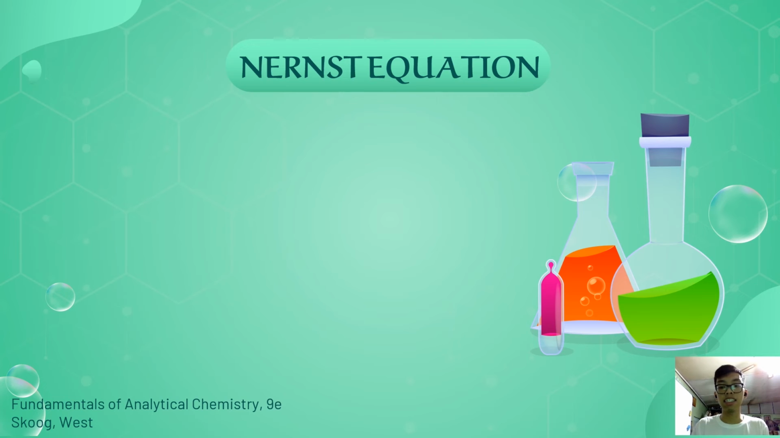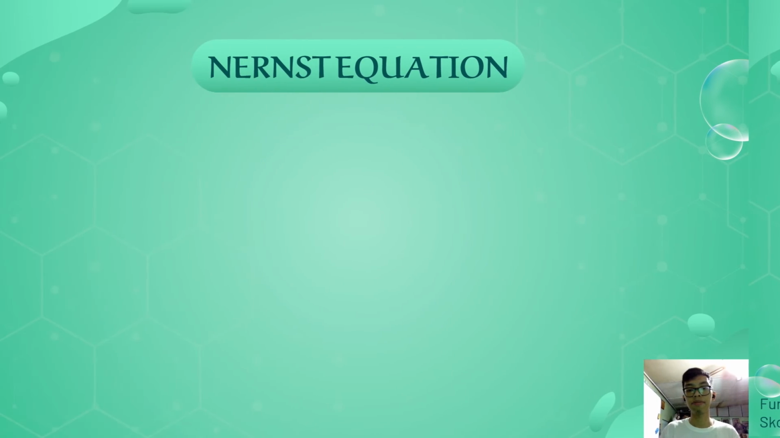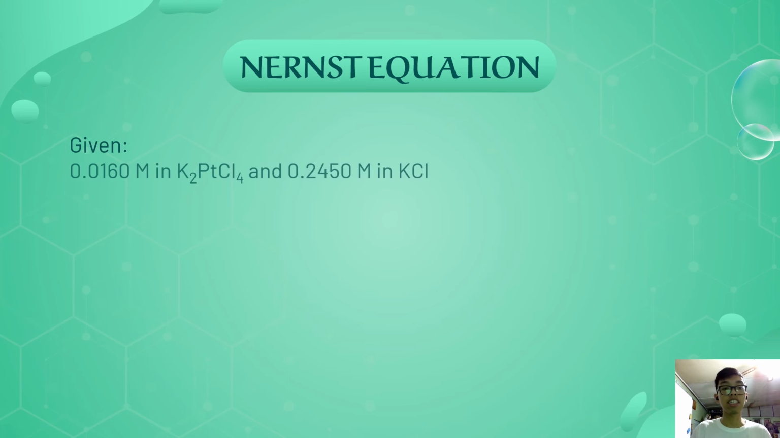And lastly is an application of the Nernst equation. Again, this problem was taken from Fundamentals of Analytical Chemistry 9th edition by Skoog and West. Now calculate the potential of a platinum electrode immersed in a solution that is 0.0160 molar in K2PtCl4 and 0.2450 molar in KCl. Again, we will be first listing the given, which is our concentrations, and the required is the potential of the platinum electrode.